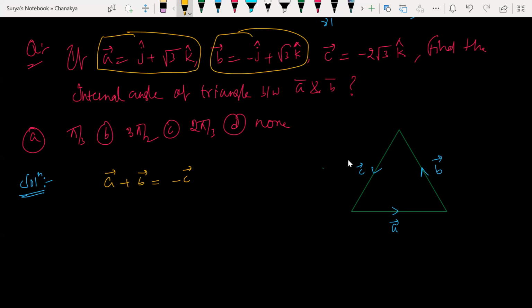Guys, by using the triangle law, if I am adding two vectors, the resultant vector is going to be in the opposite direction.